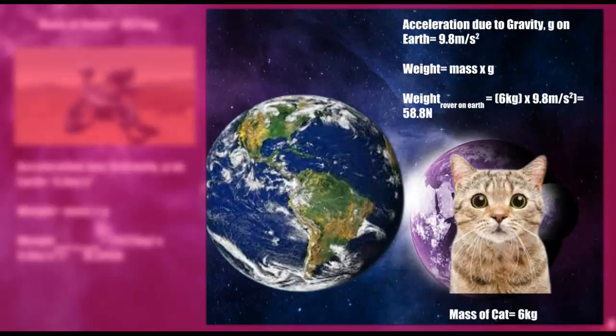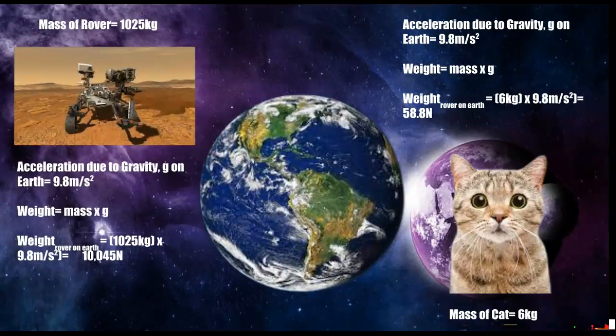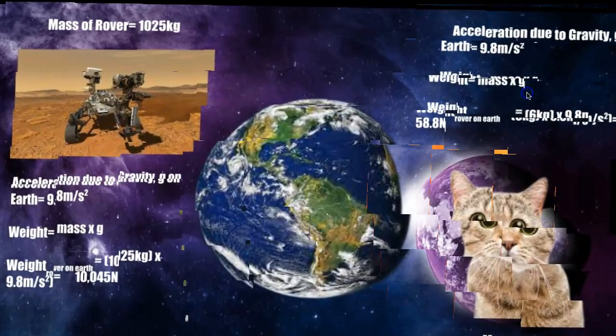Because of the very different mass between the rover and the cat, the Earth's gravitational pull is only pulling on the cat with 58.8 newtons of force. That is very, very small compared to the 10,045 newtons that is being pulled on the rover. Again, this is because of the mass of those two objects. The Earth is going to pull much harder on the more massive rover.